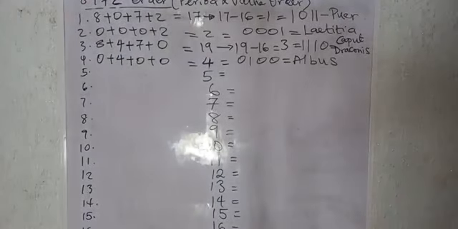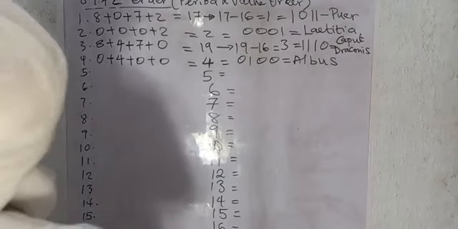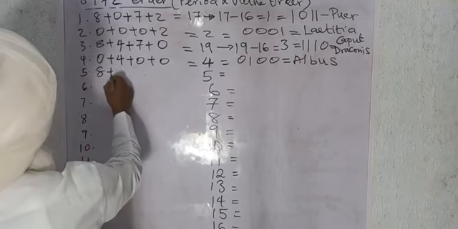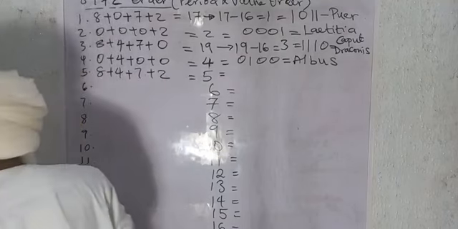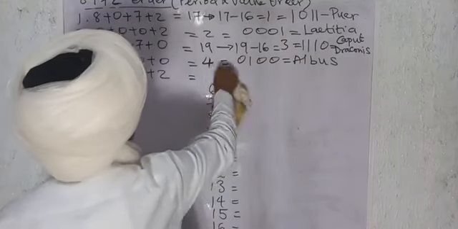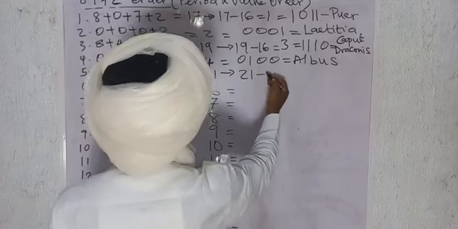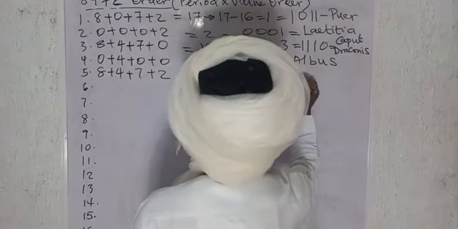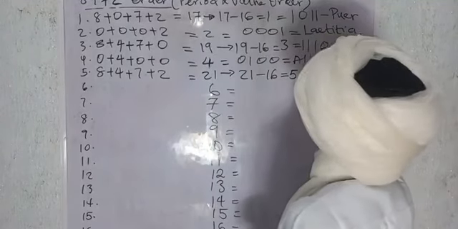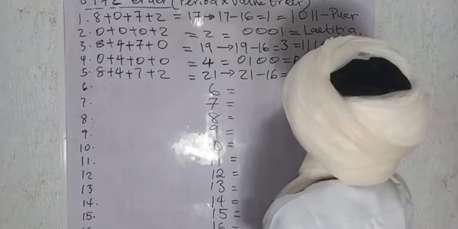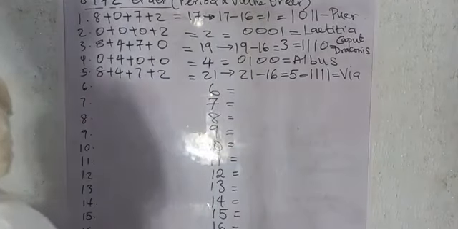So 8, 4, 7, 2. You add up everything. So you have your 21. 8 plus 4 plus 7 plus 2 gives us what? 21. You now say 21 minus 16 gives us what? 5. So the figure will now be like 1, 1, 1, and that is called Vial. Very simple.